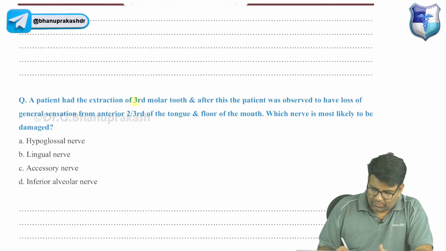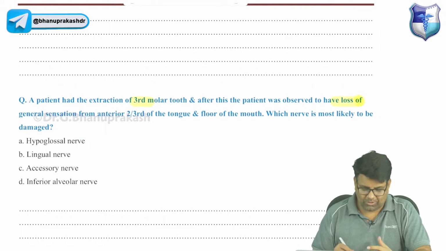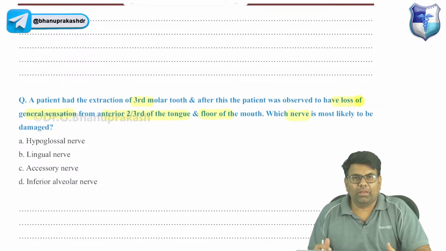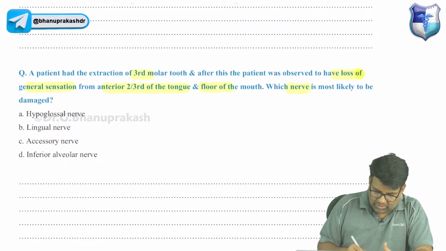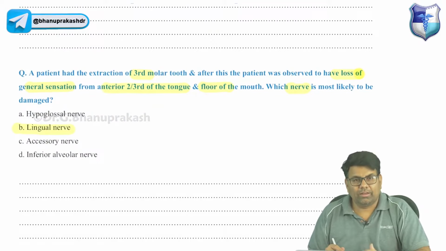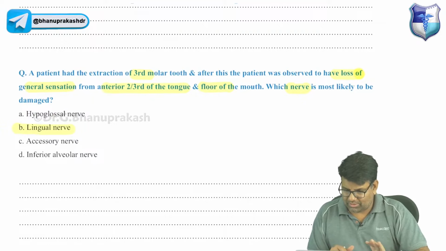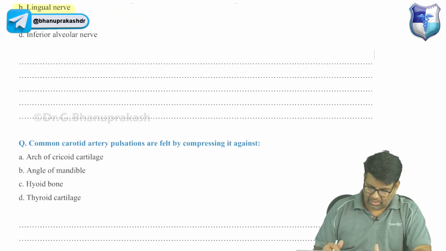There is a history of extraction of the third molar tooth, and after that, the patient felt that there is loss of general sensation from the anterior two-thirds of the tongue and floor of mouth. So which nerve might have been involved? I think everyone can answer this now. So this is of course the lingual nerve. Clear? So general sensations, anterior two-thirds, please remember lingual nerve. Very good.